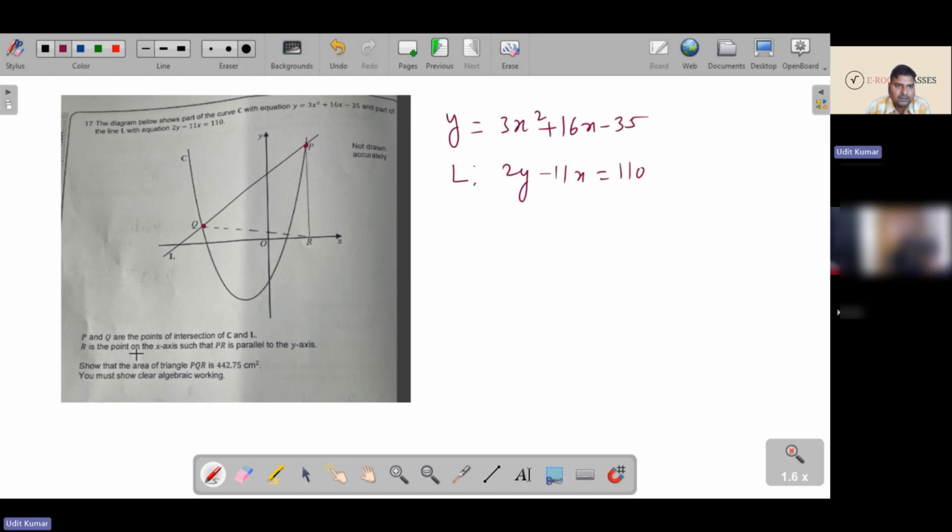R is the point on the x-axis such that PR is parallel to the y-axis. Show that the area of the triangle PQR is this much. Let's just connect PQR.